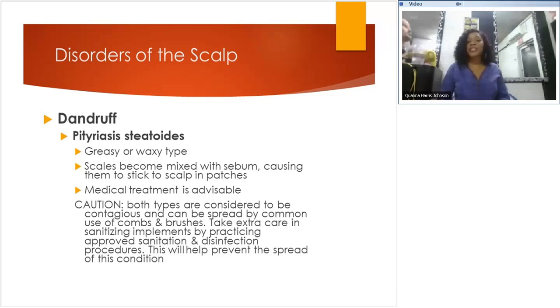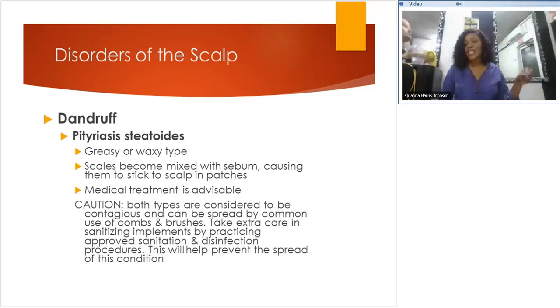Now, the client with this condition must be referred to a physician. You do not treat pityriasis steatoides in the salon. Both types of dandruff are highly contagious. So whatever you use on a client with pityriasis capitis simplex, whatever comb, brushes, towel, whatever it is that you use on my client, should not be used on another client without being sanitized.